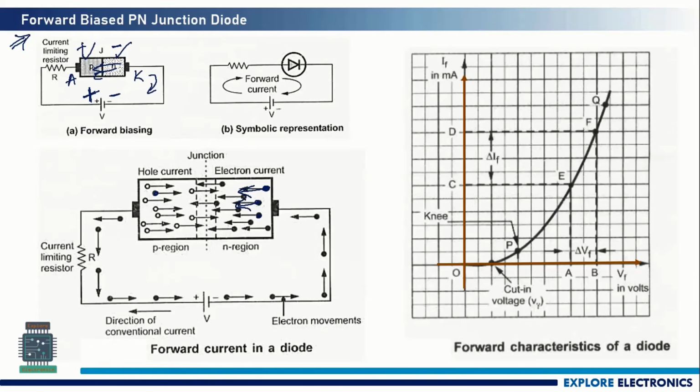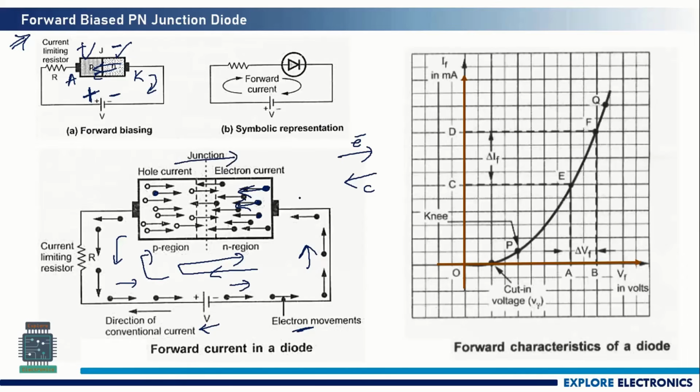Usually electrons will penetrate towards the hole region, that is the p region, and that constitutes electron current. This is the electron movement you can see here in this direction. But for the conventional current flow, if the electrons are flowing in this direction, we consider the current flow in the opposite direction. That's why current flow will be in this direction, from the positive terminal of the battery to the p region, and again it will reach the negative terminal of the battery.